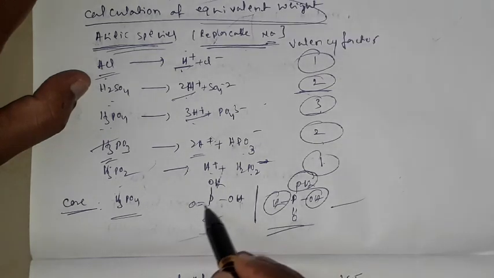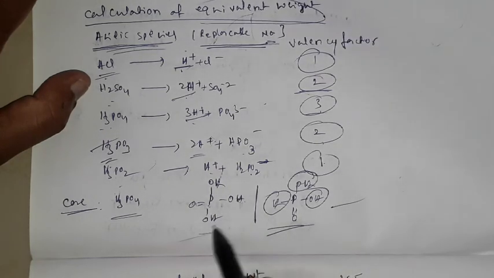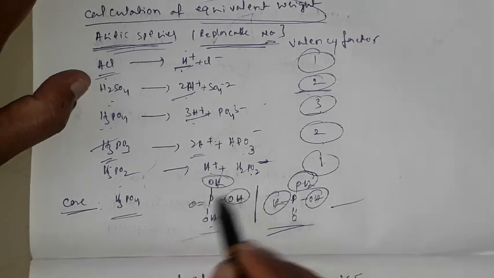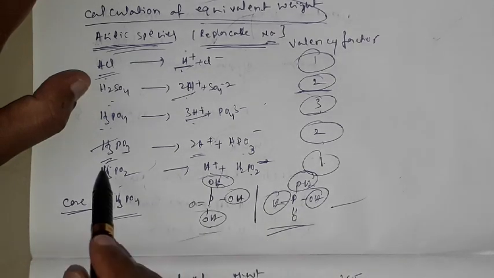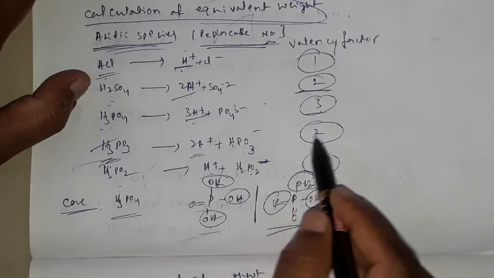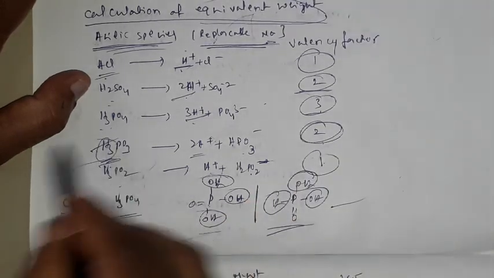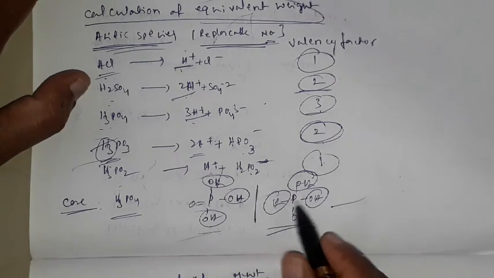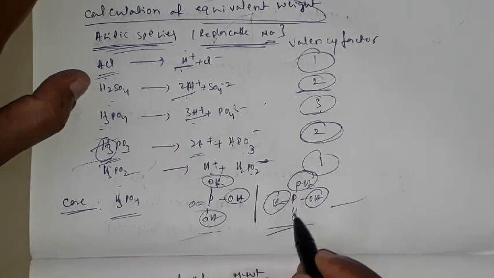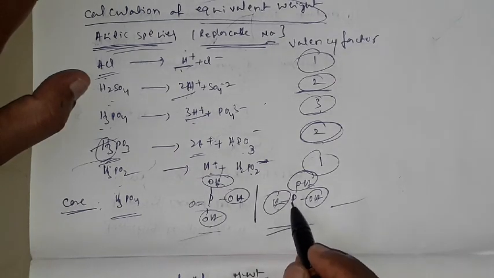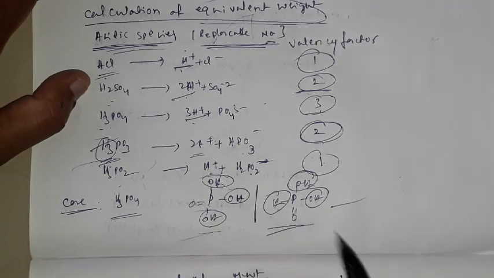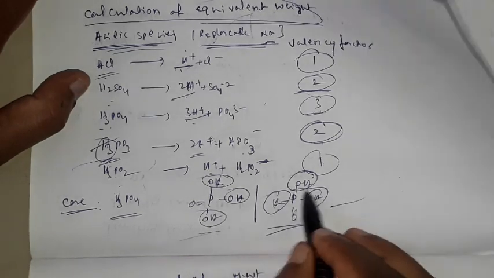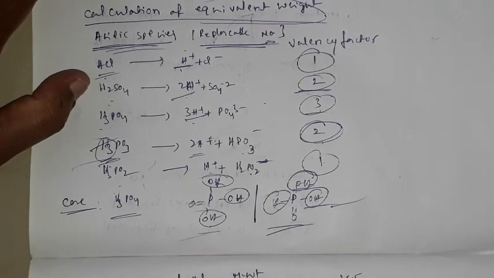For H3PO4 you can get it directly from the structure: P double bond O, with OH, so it has 3 OHs. But where is the difference? H3PO3 valency factor is 2, but here H is 3. So where is the difference from other compounds? For this you need to write the structure: P, H, double bond O, OH. Here how many OHs? 2. So only those H's are acidic H plus ions.